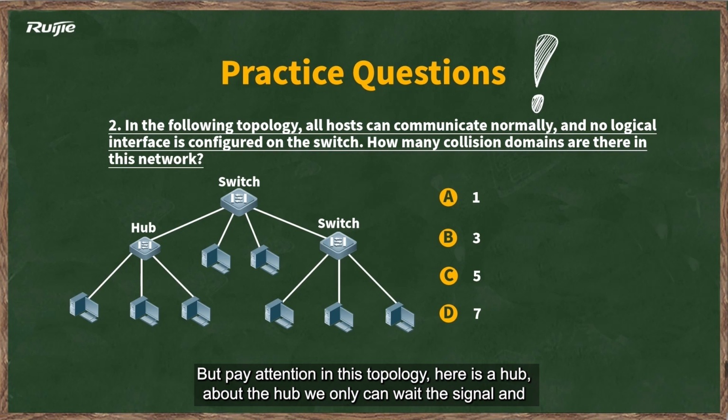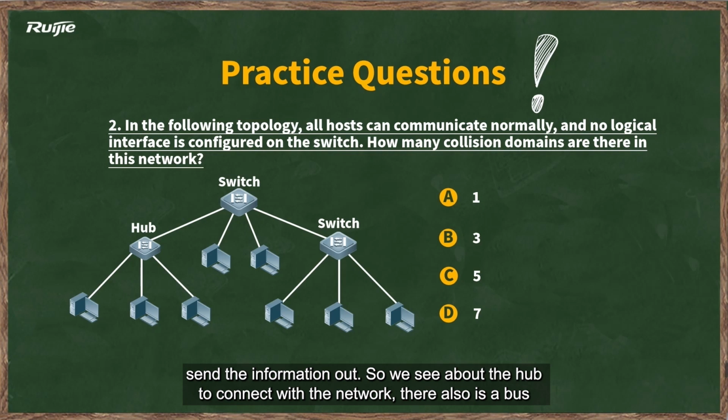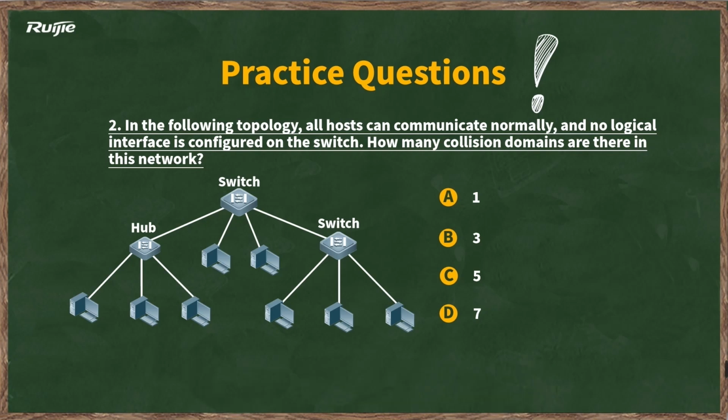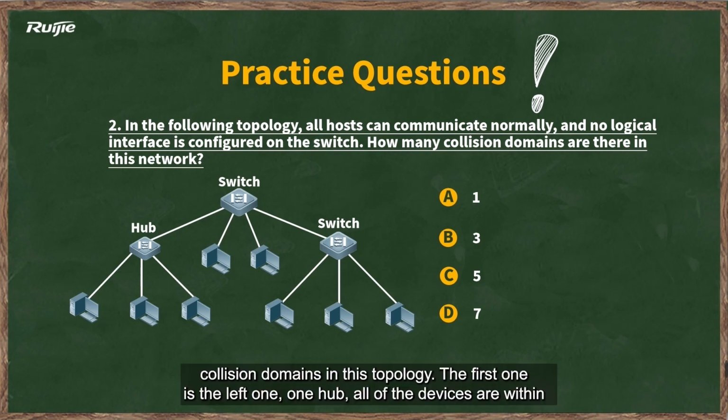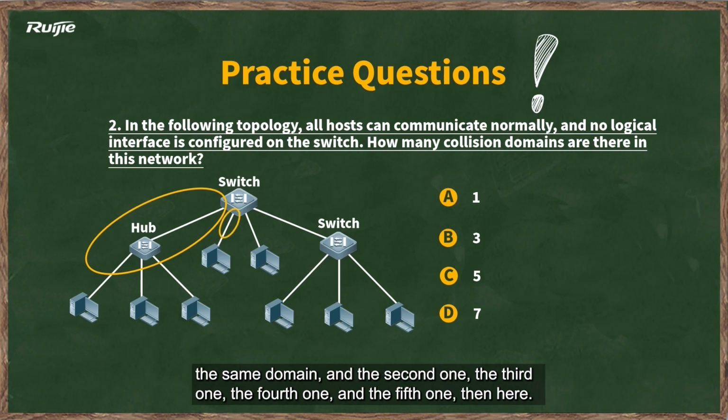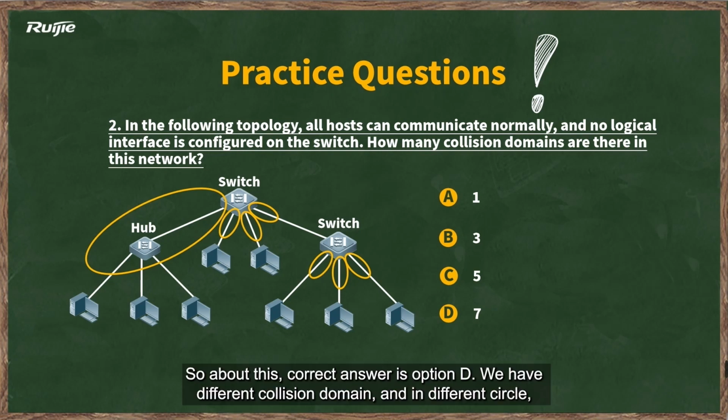But pay attention in this topology. Here is a hub. About the hub, we can only create the signal and send the information out. So when the hub connects with the network, there is also a bus topology on the network. So this is the definition of a collision domain. Let's see how many collision domains are in this topology. The first one is the left one, one hub, and all of the devices are within the same domain. And the second one, the third one, the fourth one, and the fifth one, then here. So about this, the correct answer is option D.